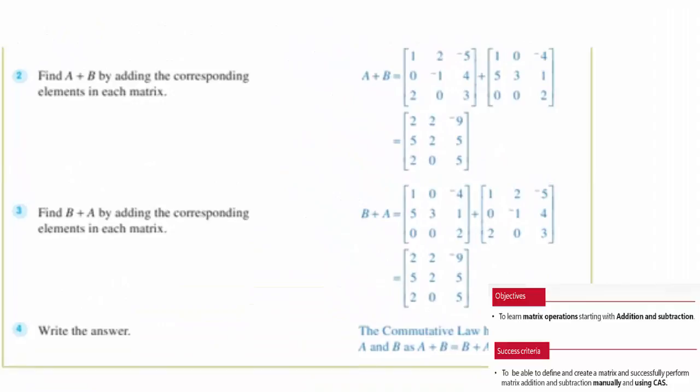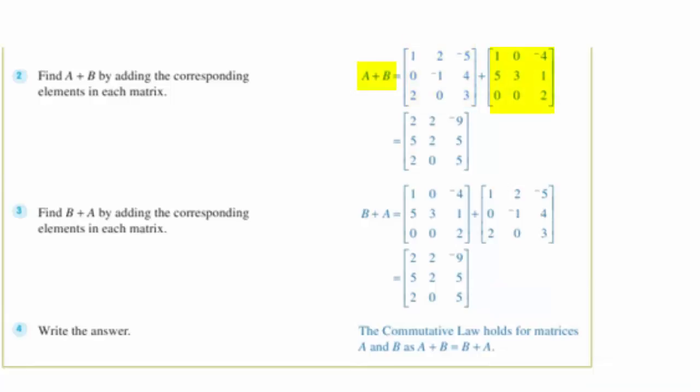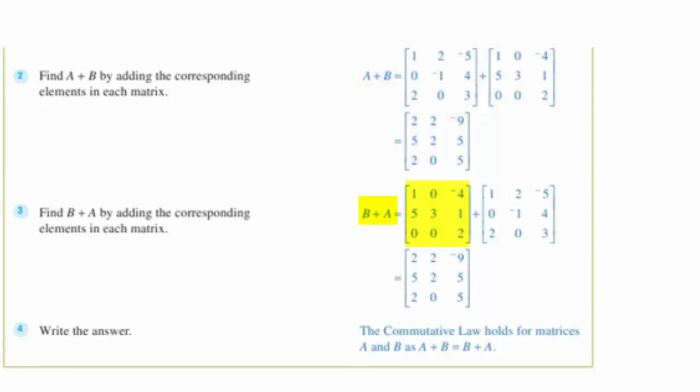And that's shown here, exactly what we did. So you put the matrices in the right order. Here it's A plus B, so you put the A first, then the B, and you add them. Here it's B plus A, you put the B matrix first, then A, and you add them. And as we've seen, they are the same. So indeed, the commutative law holds.